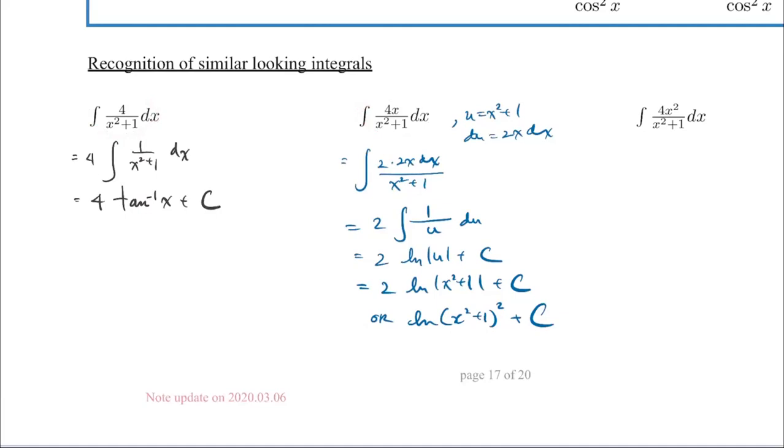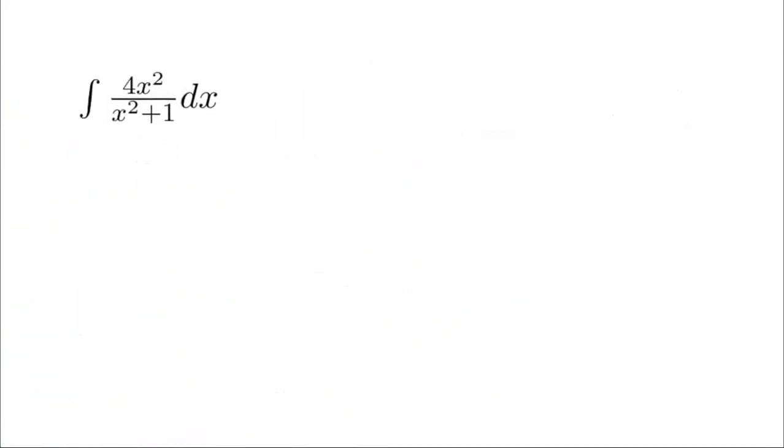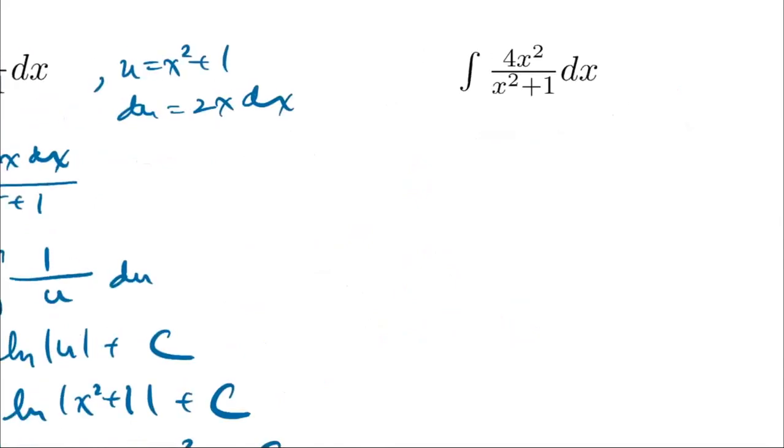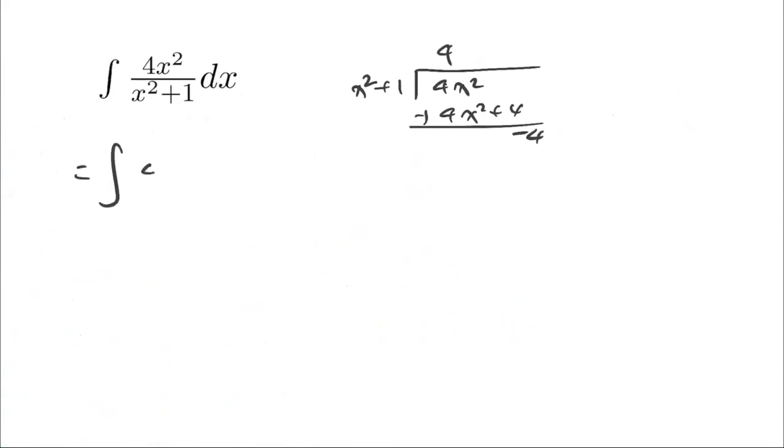Now, we're going to increase the numerator by another degree. And what do we do in this case? Let me go back to using black. Okay, let's do a long division, shall we? So when you do that, x squared plus 1 goes in 4 times. 4x squared plus 4, subtract, minus 4. So this expression is 4 plus 4 over x squared plus 1 dx.